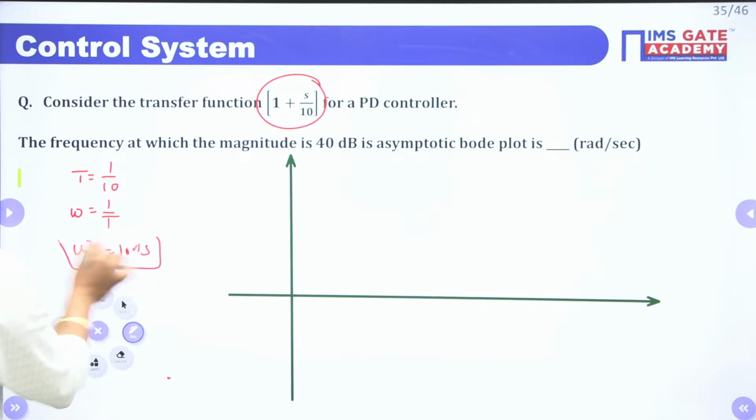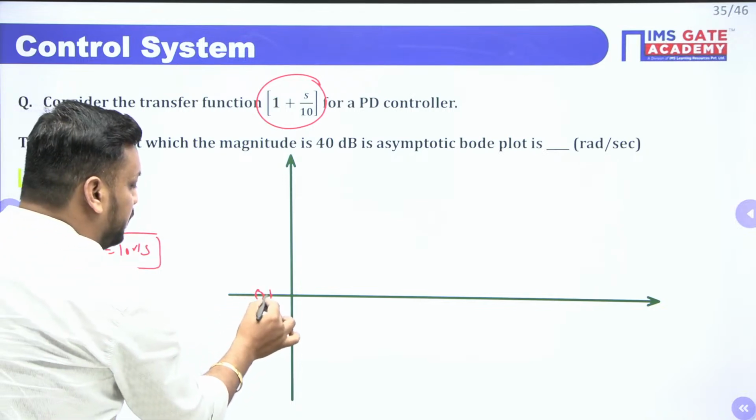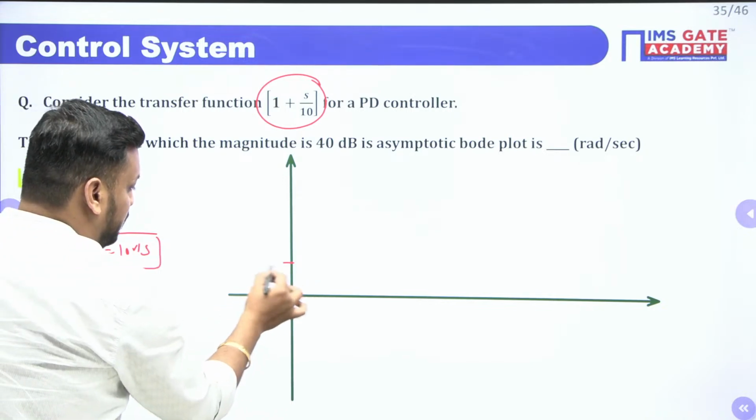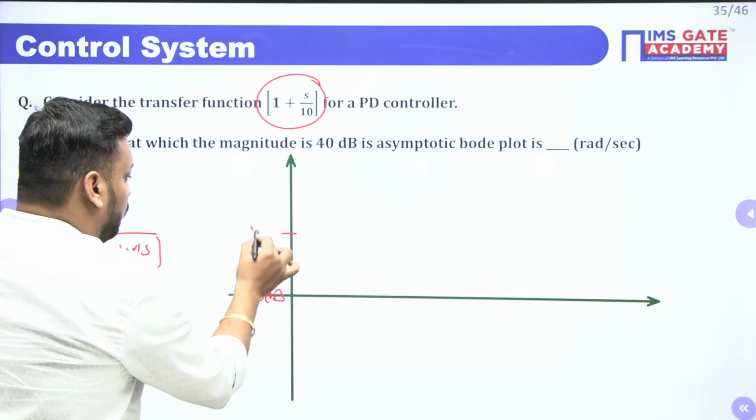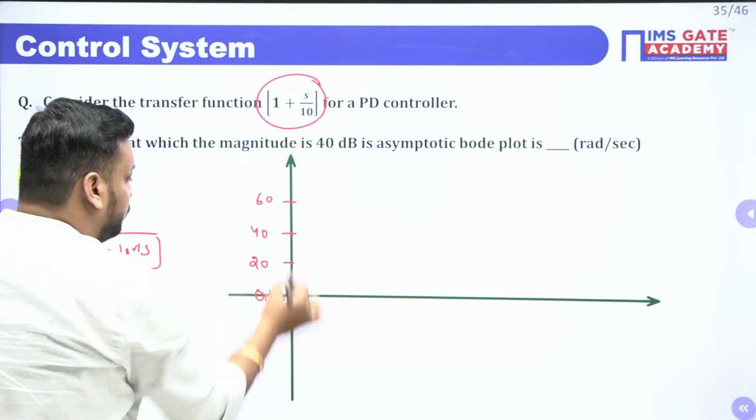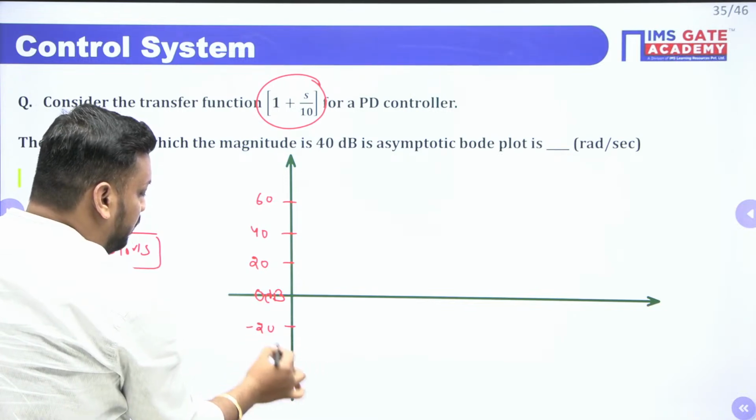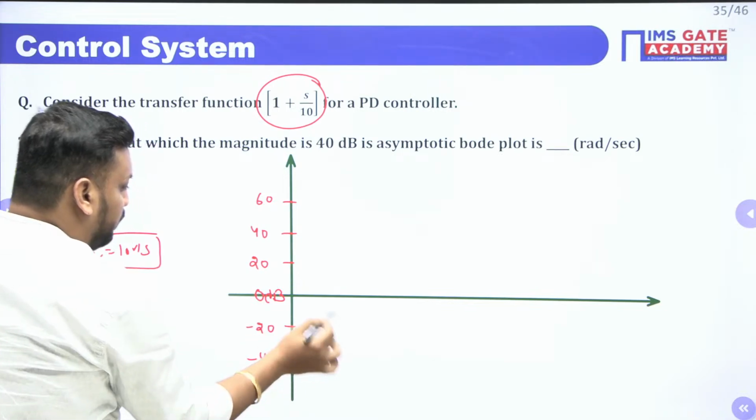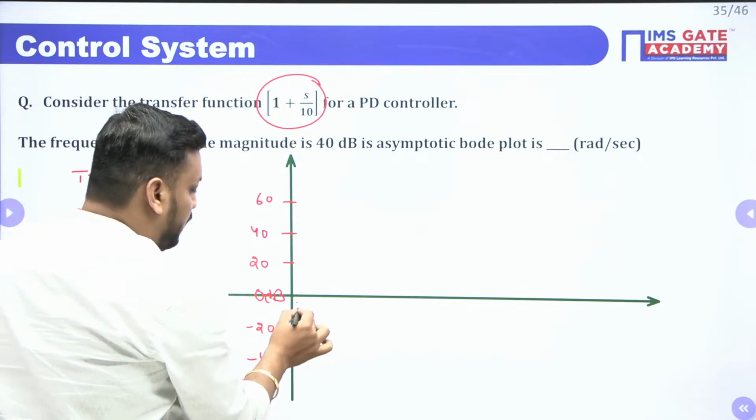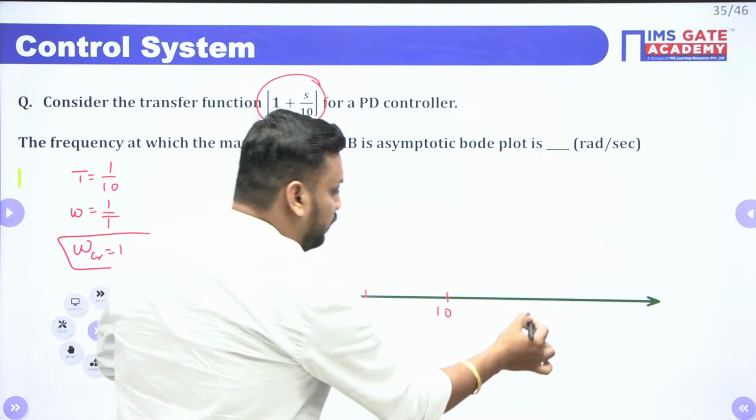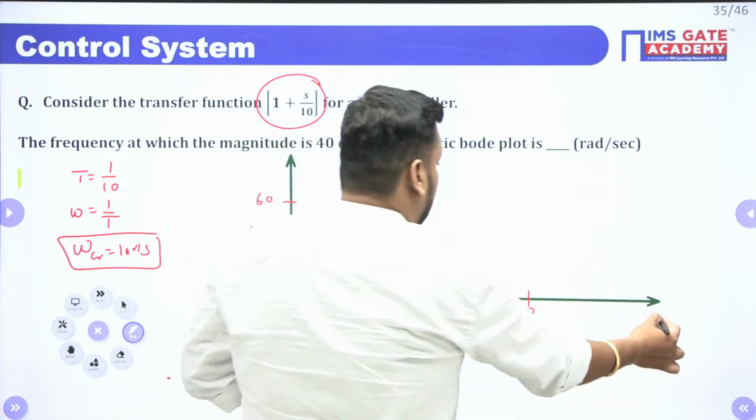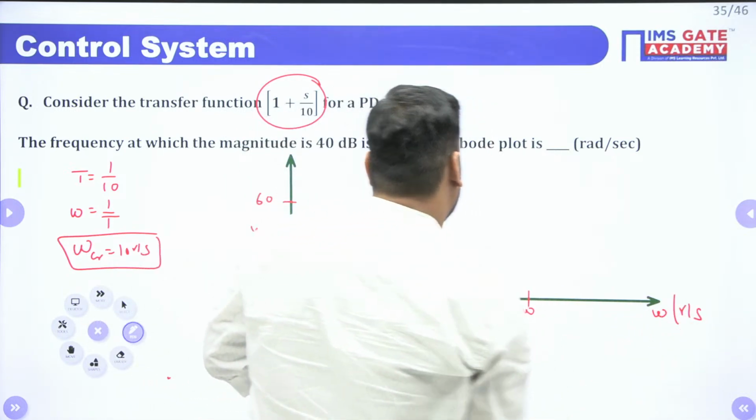So corner frequency is equal to 10 radian per second. Correct. So as soon as the 10 radian per second will come, here is 0 dB. Here is 20 dB, here is 40 dB, here is 60 dB, here is minus 20 dB, here is minus 40 dB, like that we are having. Here we are having 0.1, 1, 10, 100, like that we are having omega in radian per second.